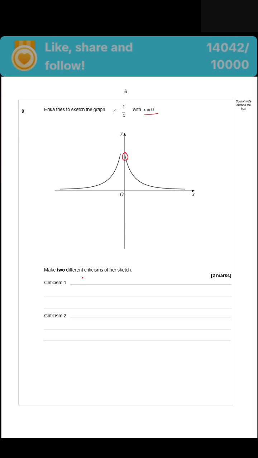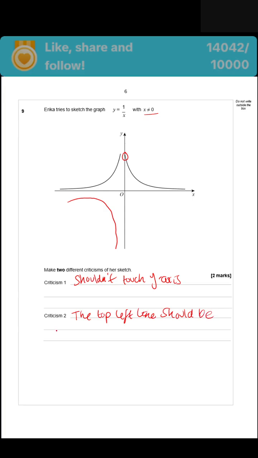So it shouldn't touch the y-axis, or any kind of variation of that. It is a reciprocal graph, but we've got to state what's wrong with this reciprocal graph. Just stating this reciprocal graph won't get you the mark. But again, this top left line should be here, obviously a much nicer kind of curve. So on this one, criticism 2, the top left line should be in the bottom left.